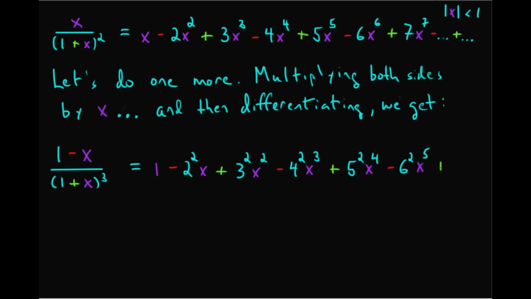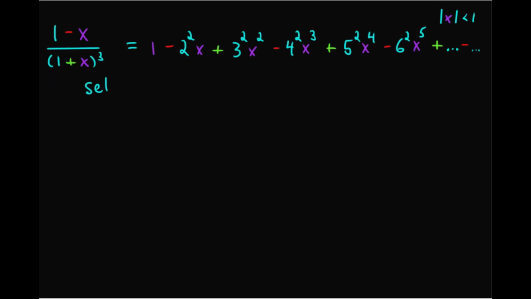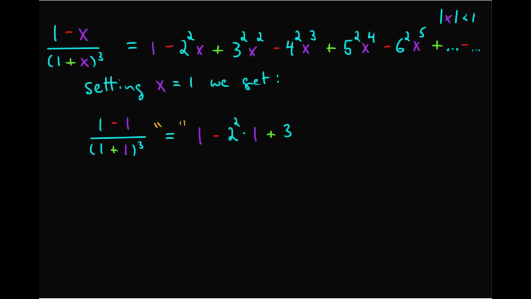And then if we set x equal to 1, the series on the right-hand side diverges, but we can associate it with the value of the function on the left-hand side of the equation where we set x equal to 1, and we get that 1 minus 1 all over the quantity 1 plus 1 cubed equals, in some generalized sense, 1 minus 2 squared times 1 plus 3 squared times 1 squared minus 4 squared times 1 cubed plus 5 squared times 1 to the fourth minus 6 squared times 1 to the fifth plus, minus, and so on. And so something interesting and maybe a little surprising happens here. We find that this divergent series should be assigned the value 0.